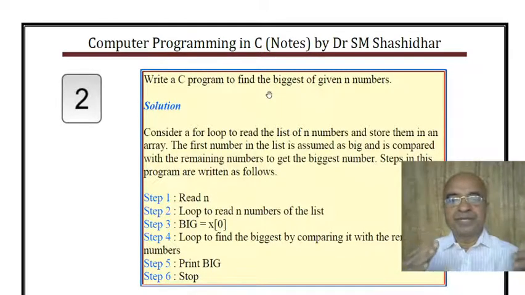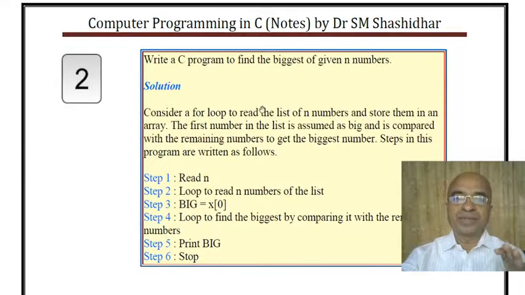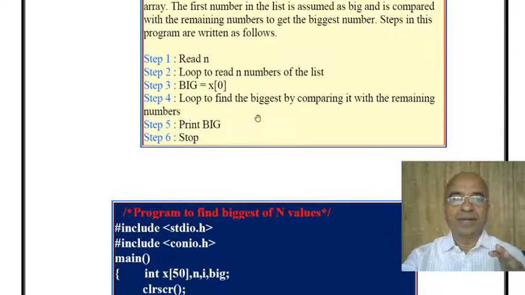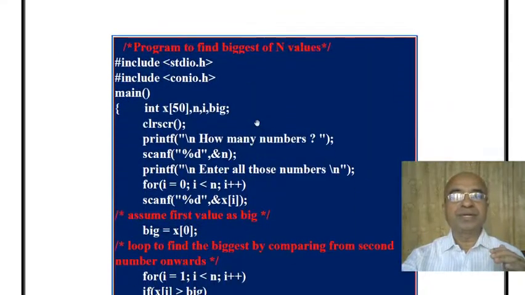And step 5, like this it will continue for all the elements in the array, and at the end of all the iterations, what will be stored in the big variable is the really big number of the entire array. Step 5 is to print the big number, and step 6 is to stop. So that is the program concept. And now let us look at the program.